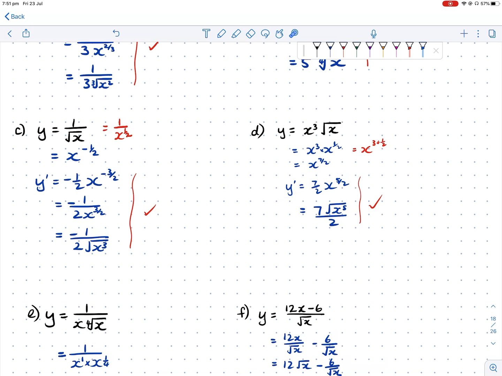So y dashed, we're going to bring the power down, 7 over 2. And if I minus 1 off the power, it turns into 5 over 2. So again, just be careful with those fractions. So we can write this as one fraction.